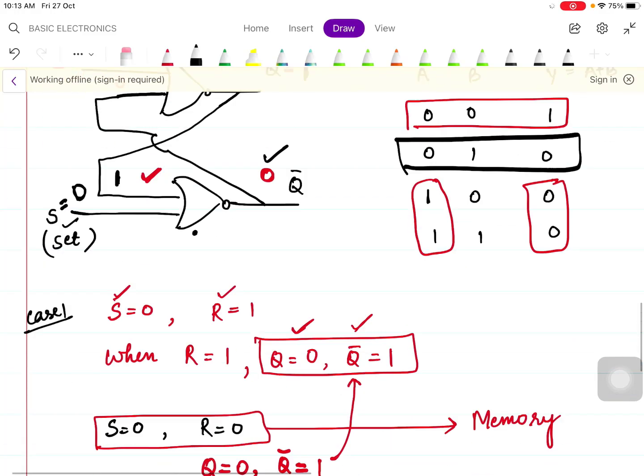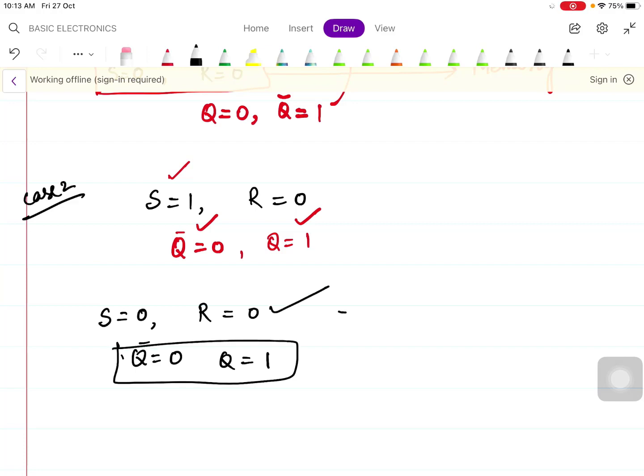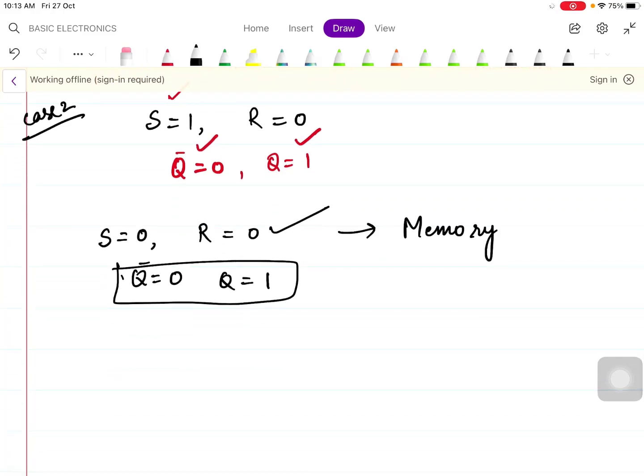So this is the output. The same outputs are being maintained when S and R are equal to 0. That means this condition is surely the memory condition. Whenever we want this latch circuit to act as a memory and hold the previous data, we need to give S and R equal to 0. Then it will hold the previous data. So this was case 2.